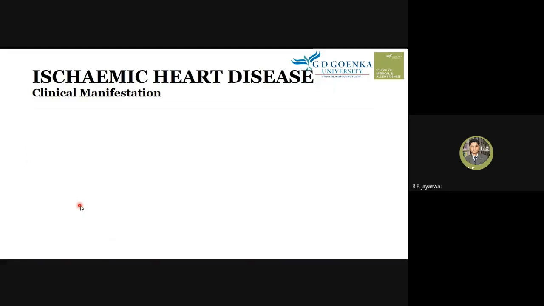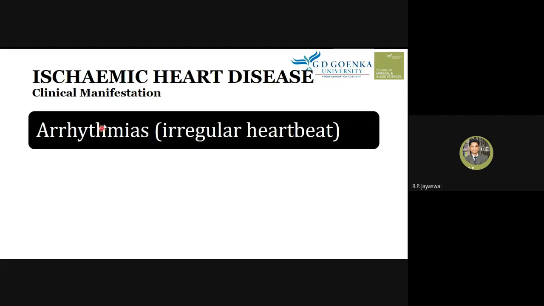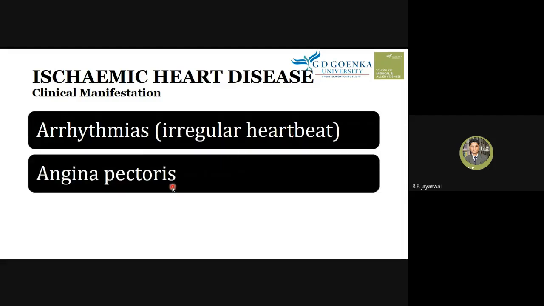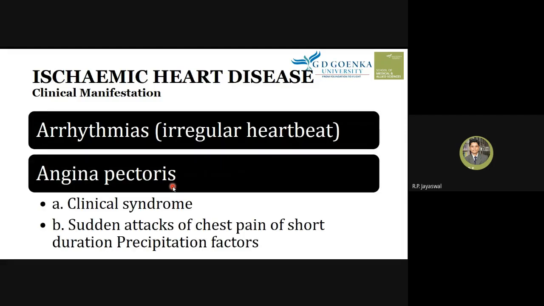So, ischemic heart disease clinical manifestation here. This is the first manifestation we see in a patient suffering from ischemic heart disease. That is called arrhythmias, which means irregular heartbeat. Second is angina pectoris, which is a kind of chest pain. It is a clinical syndrome, a group of signs and symptoms, and it results from a sudden attack of chest pain of short duration. This is called angina pectoris.